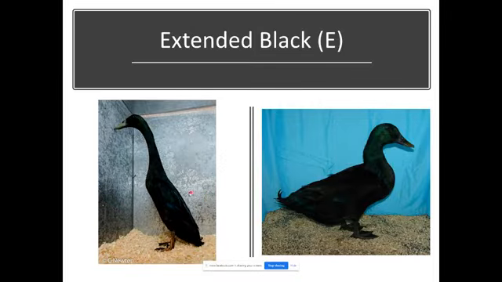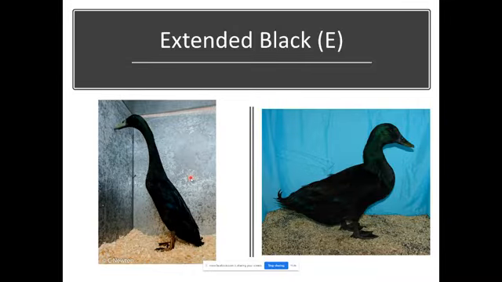So again, these drakes that we're looking at here, either as a Black East Indie or a runner, actually have other patterns underneath, but they're masked by the black. So again, if you were to cross these and break this down and then cross again to remove the extended black, you would find out what color is hidden underneath here.